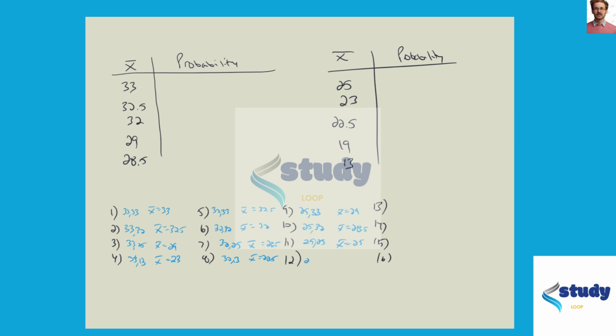You could draw a 25 and a 13, which is 38, which would be a mean of 19. You could draw now a 13 and then a 33, which would have a mean of 23. You could draw a 13 and a 32, which would have a mean of 22 and a half. You could draw a 13 and a 25, which would have a mean of 19. And you can draw a 13 and a 13, which would have a mean of 13.